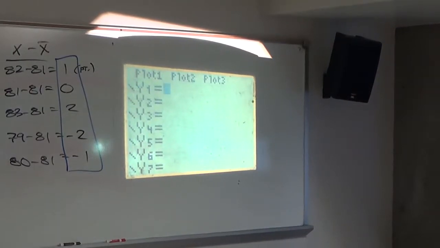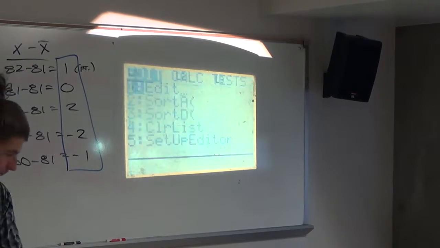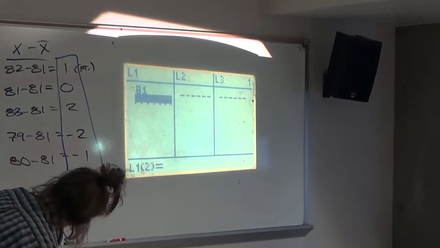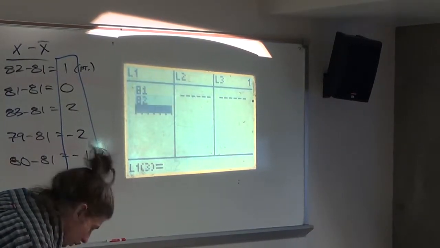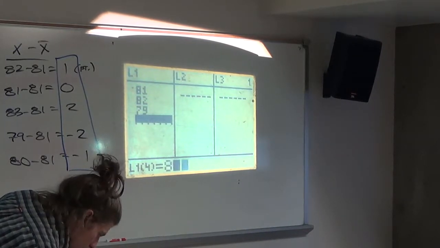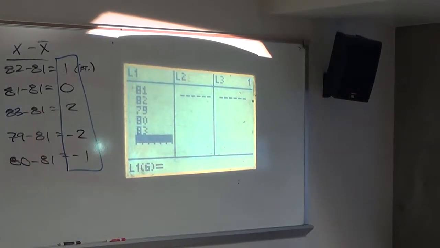Back to the stat button. Edit. Stick Ernie's data in L1 and stick Bert's in L2. So Ernie was 81, 82, 79, oops, 79, 80. Did it enter each time? Enter or down, yes sir. Enter or down each time.